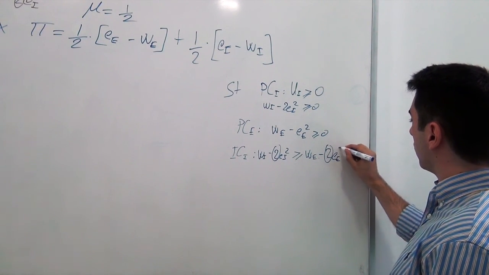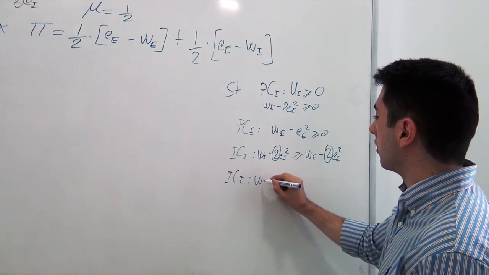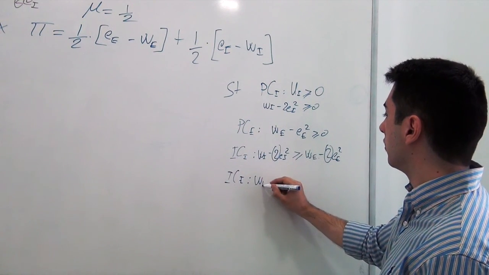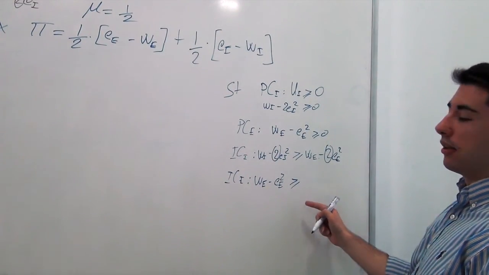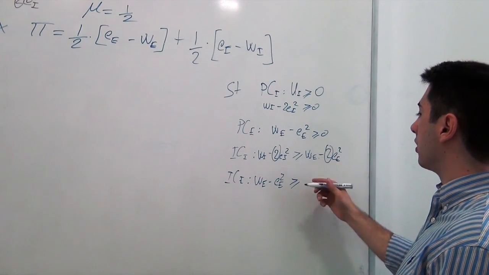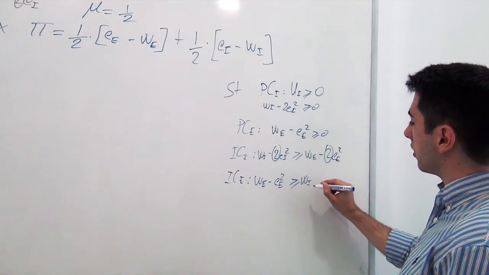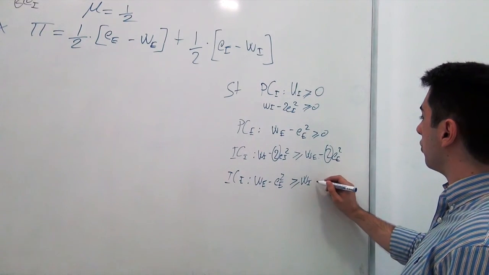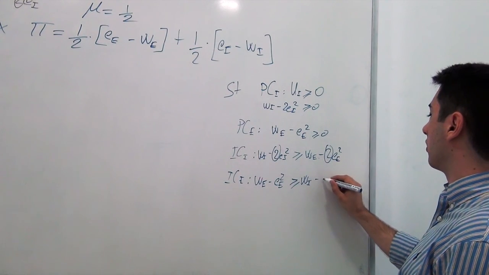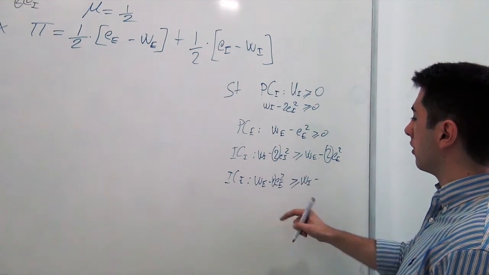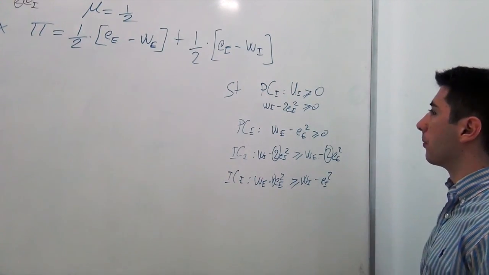And similarly, for the efficient type, his utility has to be greater or equal than what he would get if he makes believe he's an inefficient type, which is receiving a wage Wi minus the cost of exerting the inefficient effort, but considering that his marginal cost is lower.